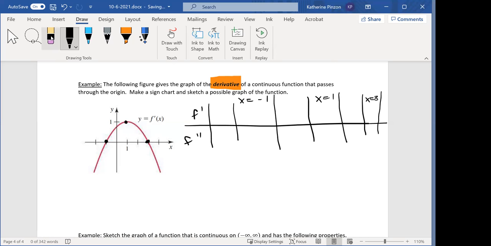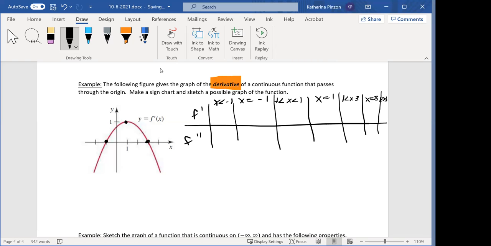I didn't have enough room. I did a bad job. Do a better job than I did. I don't have enough space. I have to squeeze it in right there. It's fine. I can do it.